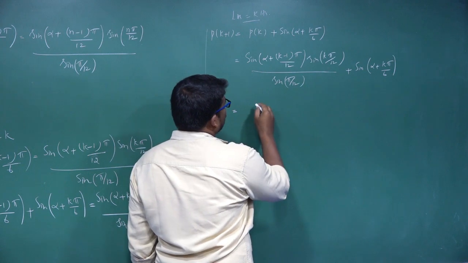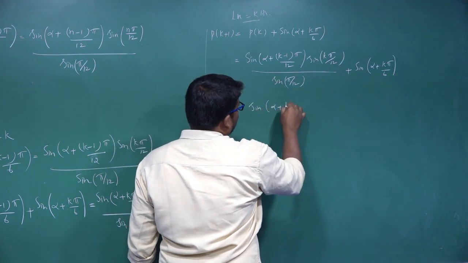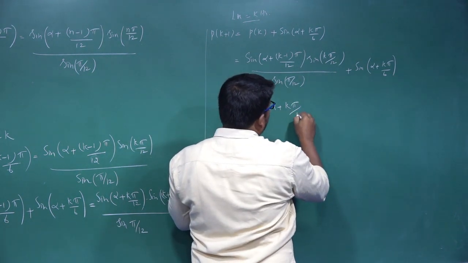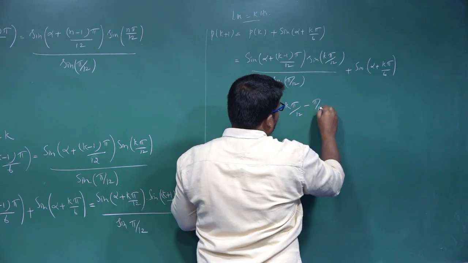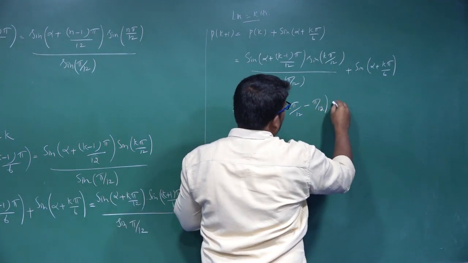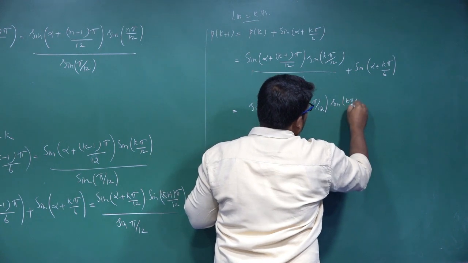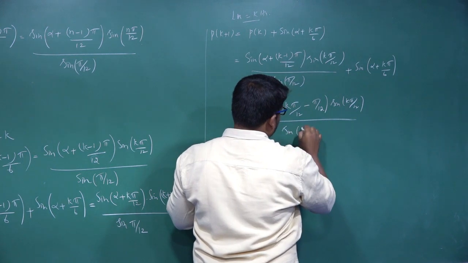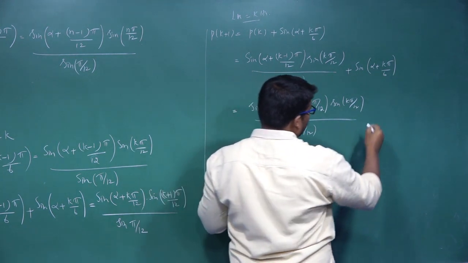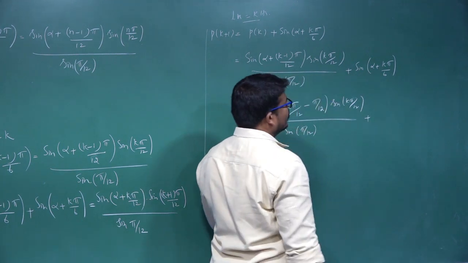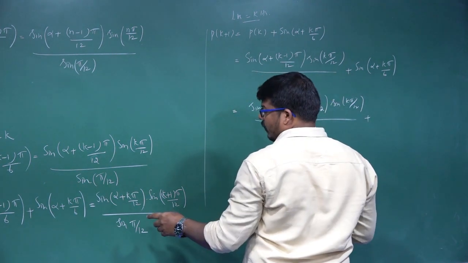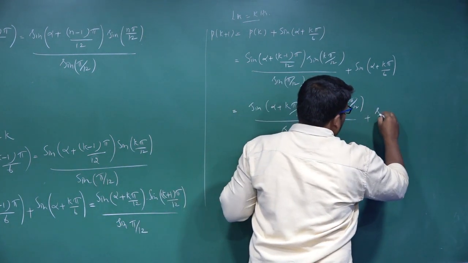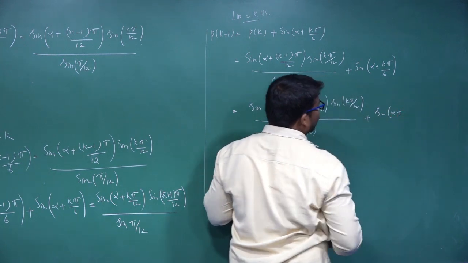That is equal to sine of alpha plus (k minus 1) into pi by 12, which is k pi by 12 minus pi by 12. Next, sine of k pi by 12, by sine pi by 12, plus sine of alpha plus k pi by 6.